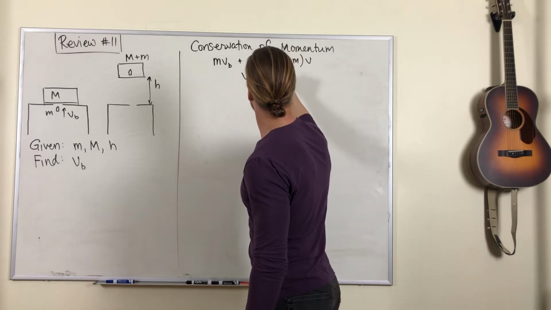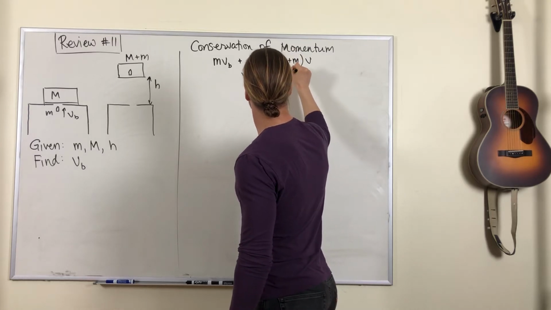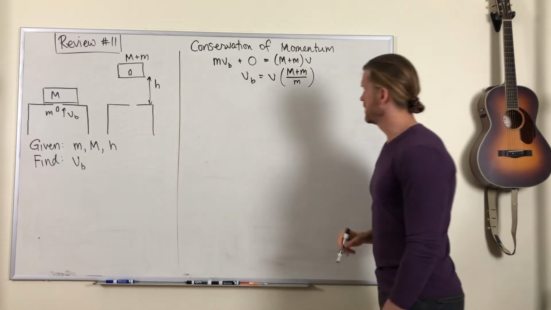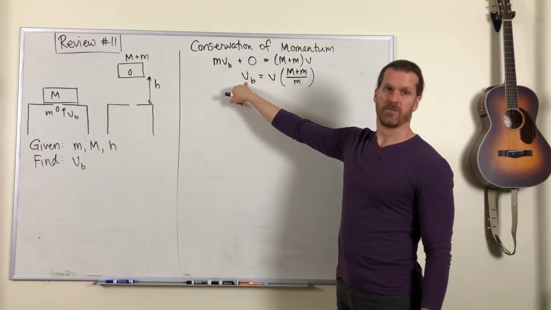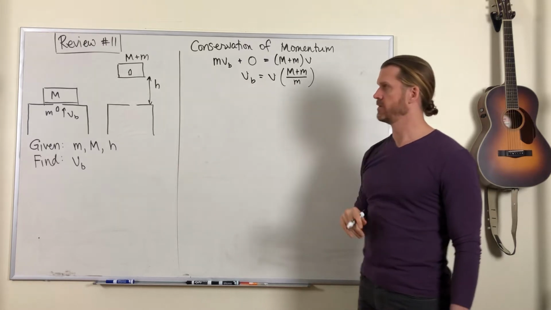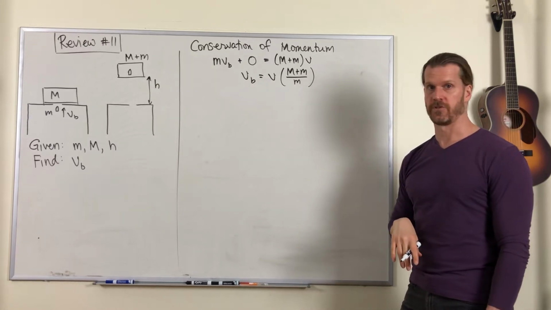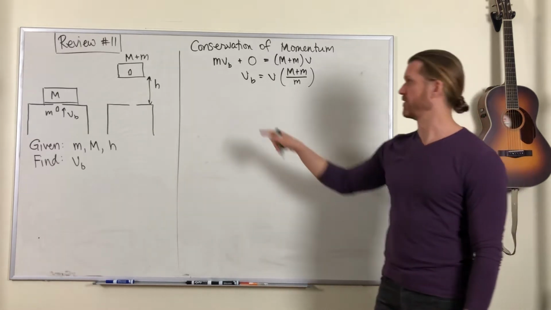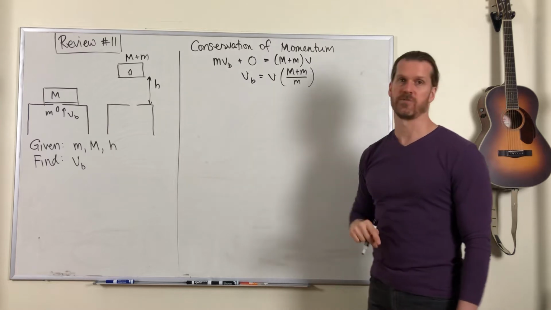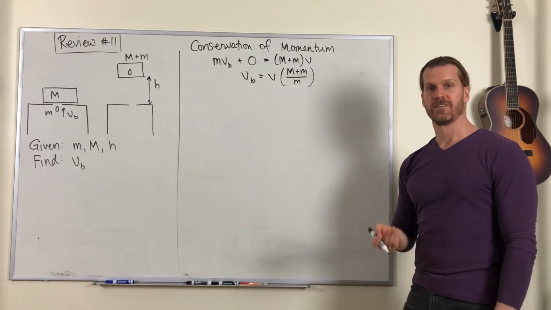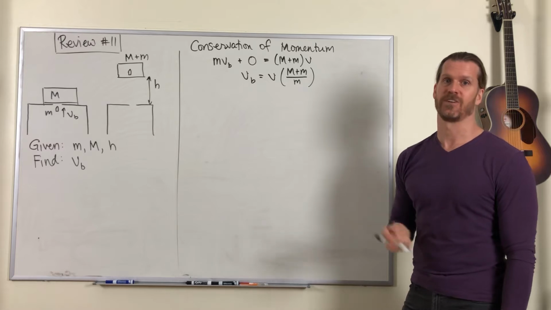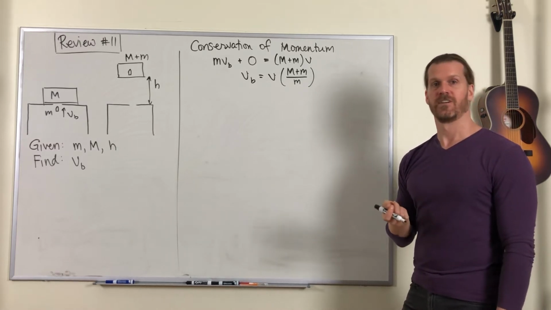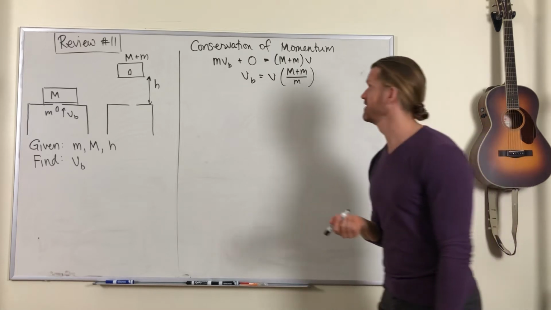So I'll do one little step of algebra. And we see that we can relate the bullet speed to this speed right after the collision, but we still have two unknowns. We don't know this value yet, we don't know that value yet. So I need to do my second equation, the conservation of energy equation for the second part of this process. And then I'll have enough equations to solve for my unknown.